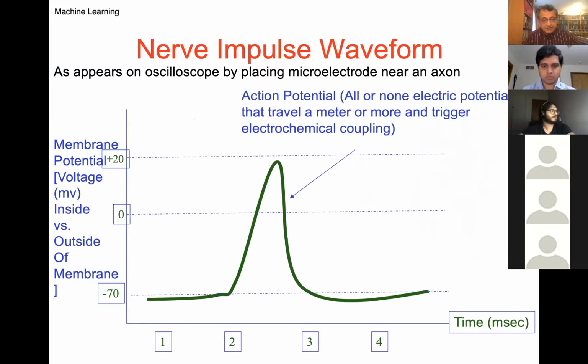Look at this. This is over a period of time, milliseconds, as it appears on an oscilloscope by placing a microelectrode near an axon. It's an action potential. All are non-electrical potentials that travel a meter or more and trigger electrochemical coupling. So this is going along. The membrane potential voltage, in millivolts or microvolts, is measured inside versus outside of the membrane. Right, so they're measuring these voltages going along.